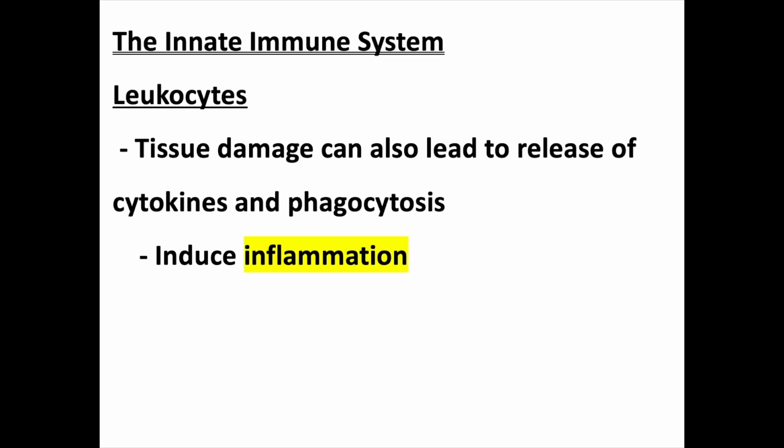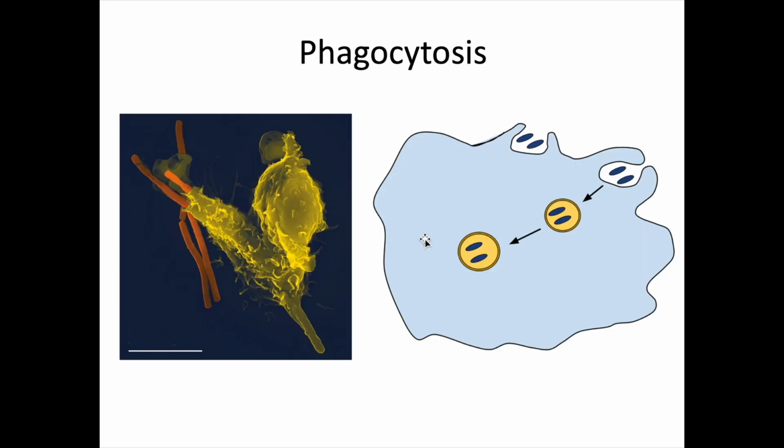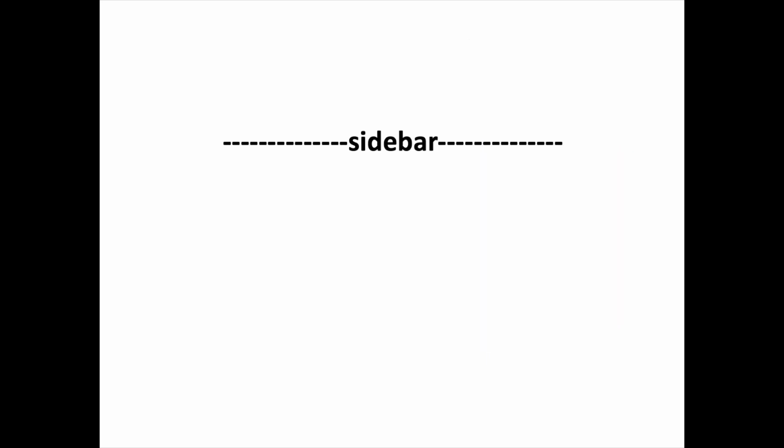Now, this whole process does a great job of destroying external threats. Something has gotten into the body from the outside world. It's easy enough to identify it and to phagocytize it and get rid of it. But sometimes we also have internal threats that need to be dealt with. What do I mean by that? Well, let's do a quick sidebar.